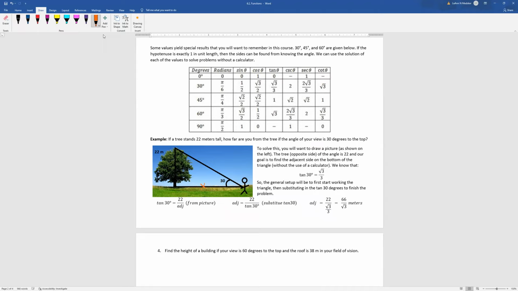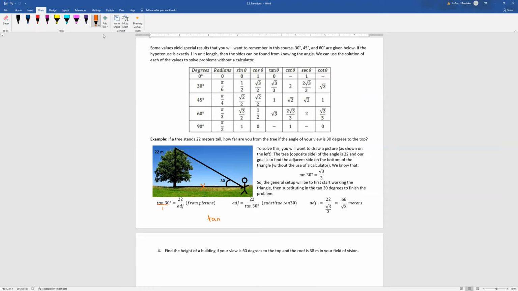So if we think about it, and this is just the general setup, tangent of 30 degrees would be opposite over adjacent. Or if you wanted to look at it a different way, you could cross multiply and say adjacent equals 22 over tangent of 30. Which we know tangent of 30 from our table up here is square root of 3 over 3. And then we could simplify that. I like to do it a little differently than some of the directions here.